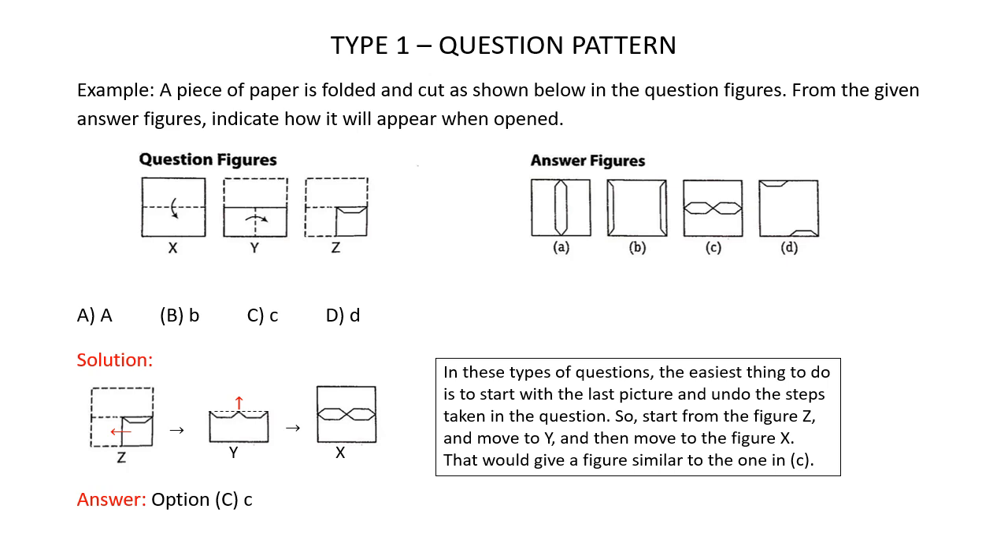Now, when you move from Y to X, the paper has to be unfolded from the bottom to the top. So on unfolding, this is the pattern that will appear. Observe here that this top portion of the pattern is the mirror image of this bottom portion of the cut. So this is the final pattern that will appear when the paper is unfolded. Clearly, the correct answer is option C.